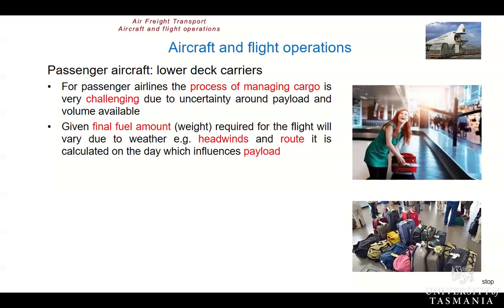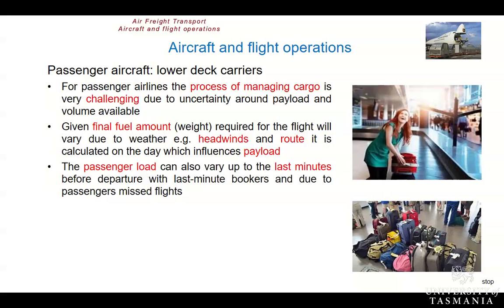Other challenges that passenger aircraft have, and also freighters in many ways, is that it's often difficult to make a decision around the amount of cargo that can actually be carried on the airline, because that's tied in with other issues around weight, such as fuel. It's also tied in with what's happening with the weather and the route that you might be travelling. All these issues come into it, which does have an influence on payload.